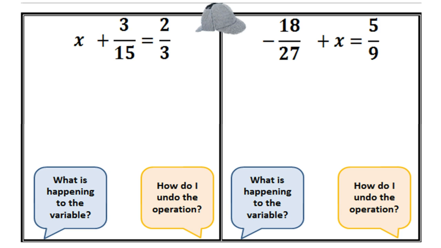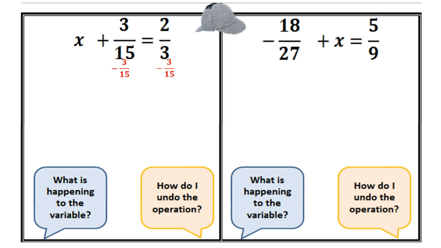So getting the fear of the fractions out of my head for a moment, I'm going to look at this equation, x plus 3/15 equals 2/3. I ask myself what's happening to the variable. X plus 3/15. Sometimes it's as easy as reading the equation. I'm adding 3/15. How do I undo that? What's my inverse operation? The inverse of addition is subtraction. So I'm going to subtract 3/15 from both sides.